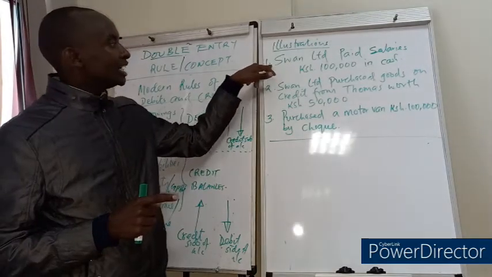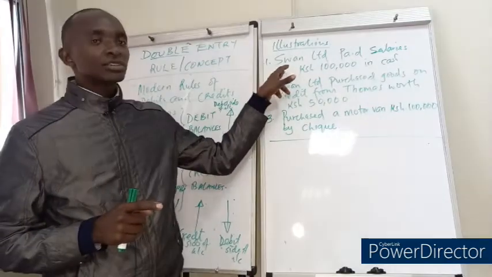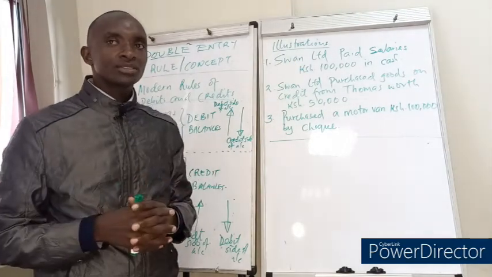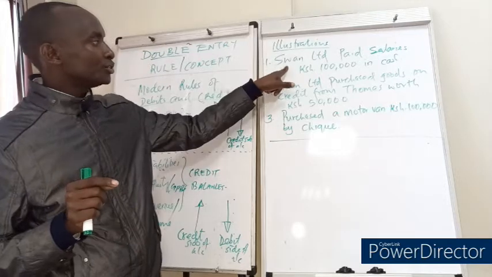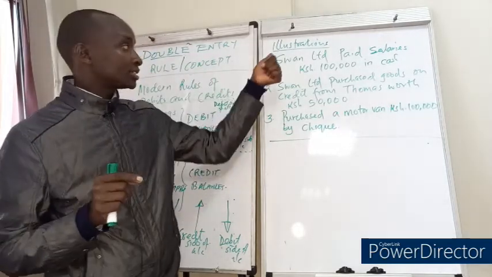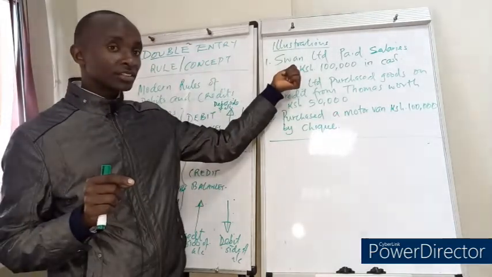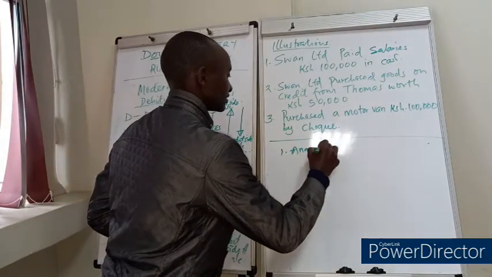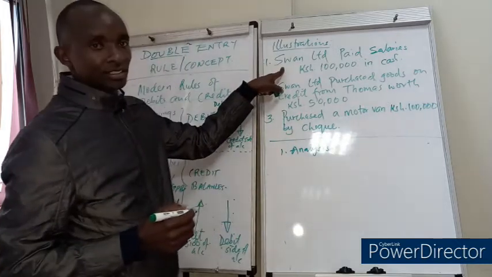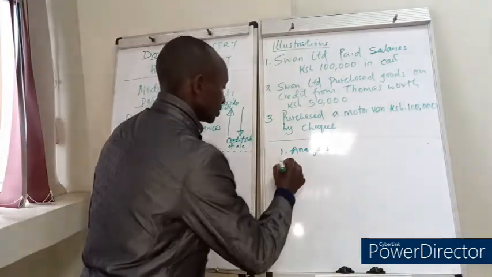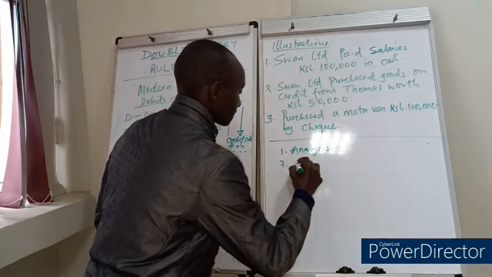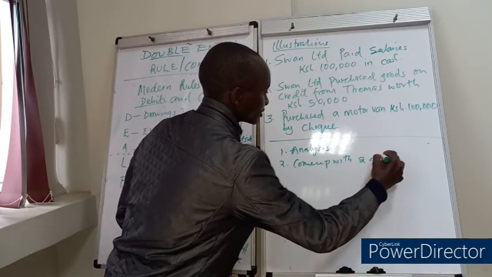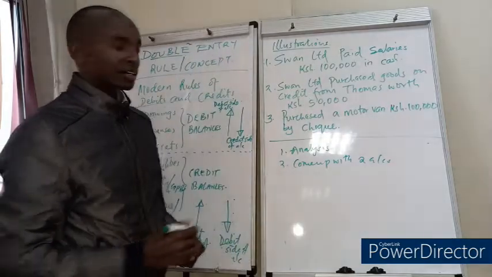Before you start any illustration or any question involving such kind of where you're supposed to open accounts, it's very, very important for you to, first of all, analyze the illustration. So the first thing to do is analysis. You analyze the illustration. You're analyzing to do what? To at least come up with 2 accounts. Are you together?